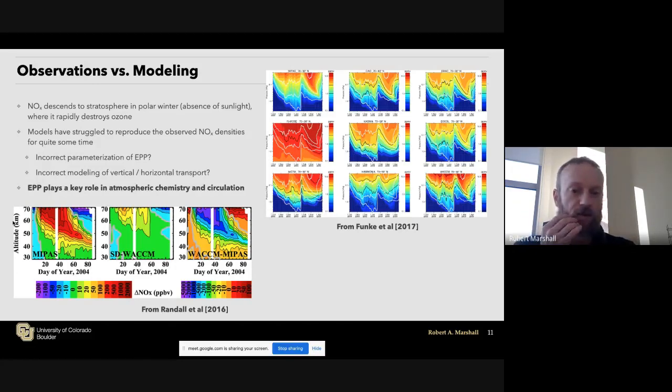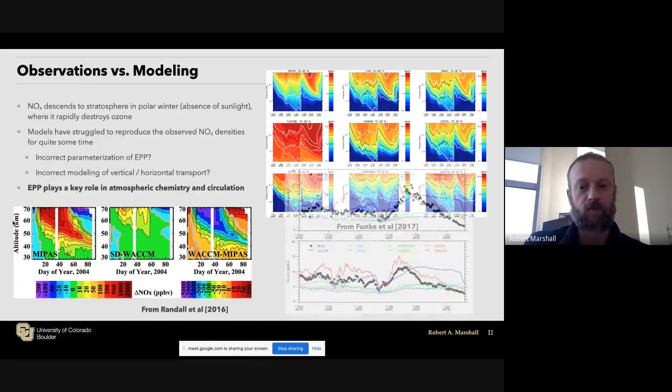And for the last few years, the discussion has been over what is missing from the model that produces this difference. The two main possibilities are an incorrect parameterization of the precipitating particles. So that really points to the need for better measurements, or an incorrect modeling of transport, vertical and/or horizontal transport. And so that really becomes more of a modeling question. So we're obviously focused on the first one, which is improving that parameterization of the particle inputs.